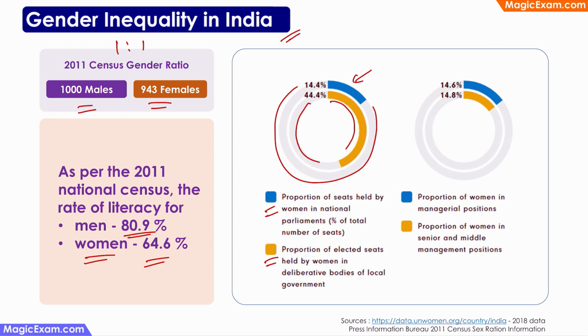And if you look at the proportion of women in managerial positions, just around 14% of the managerial positions are held by women. So the remaining are held by men. And if you look at the proportion of women in senior and middle management positions, that is also just a little over 14% and the remaining are held by men. So if the proportion of men and women in India is 1:1, then all of these parameters should have been equal. But we can see that men clearly have an advantage. And that is an indication of gender inequality in India, where men and women are not treated equally or they don't have access to the same kind of opportunities.